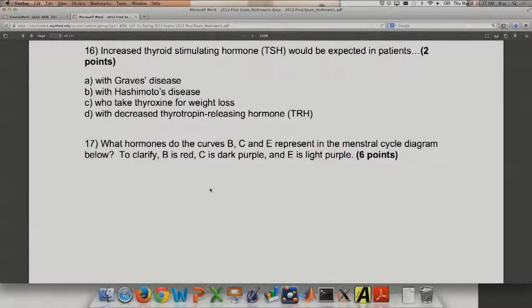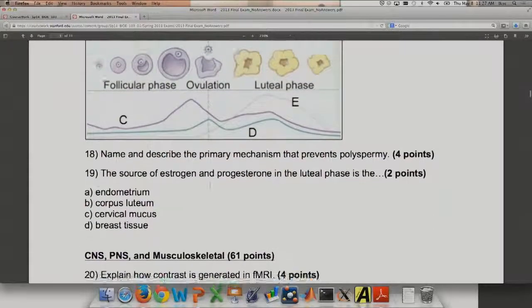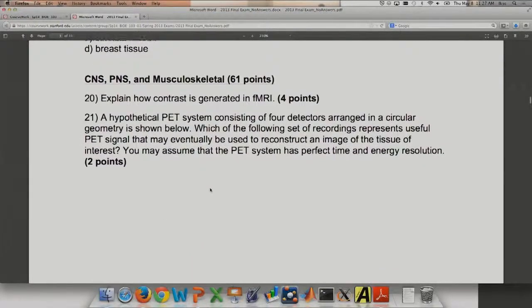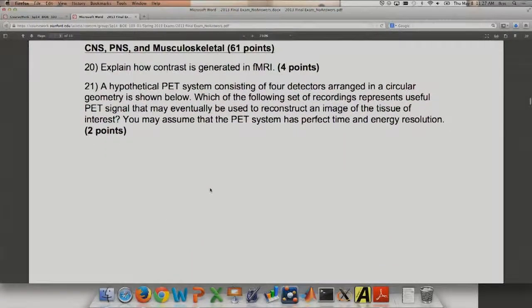Yeah, 16 is B. We won't do the menstrual cycle. We'll leave that for the final exam. We won't do polyspermy. Okay, so CNS, PNS, MSK, we've covered those. So explain how contrast is generated in a functional MRI. I think we had a question on that in the homework too. So does anyone remember functional MRI imaging?